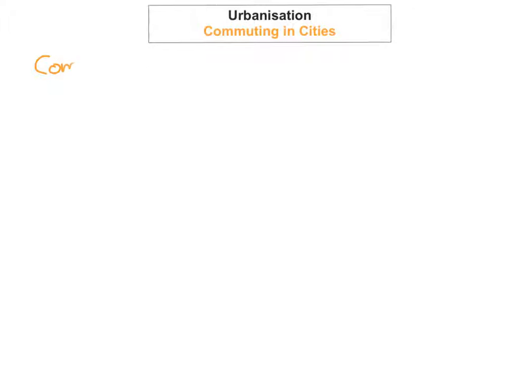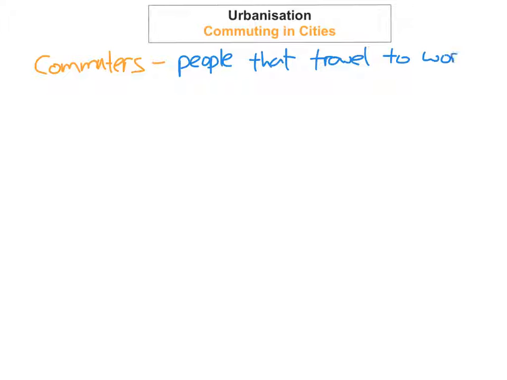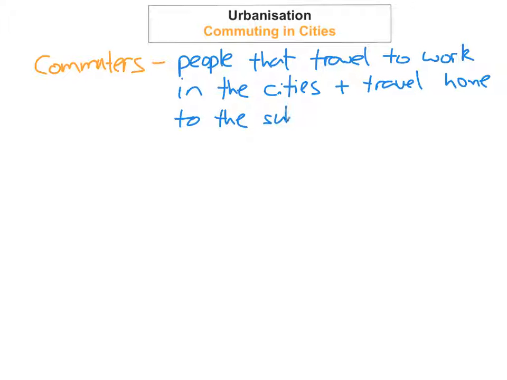Commuters are people who travel into the city for work in the morning and then travel home to their home in the suburbs. So people that travel to work in the cities and then travel home to the suburbs in the evening.